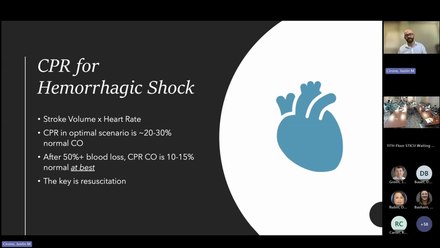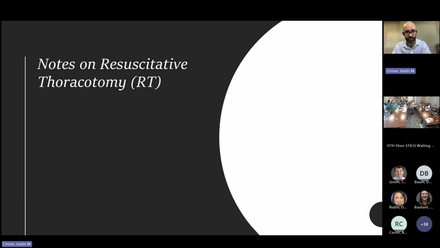Now imagine you've lost about 50% of your blood. Your cardiac output during CPR is, I don't know, 10%, 15%, at best. And this is best case scenario. And keep in mind, every time you pump that hard across their lacerated kidney, you're probably also losing more blood. So each pump is going to be less efficient than the last. The key is resuscitation, as I mentioned earlier, and we'll keep mentioning. And the timing is invaluable in terms of how fast that gets into them.